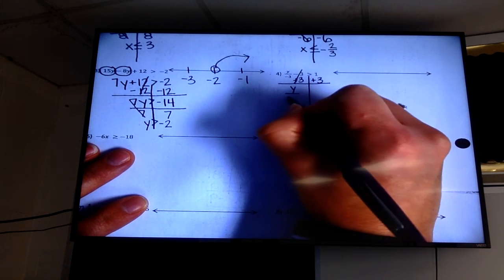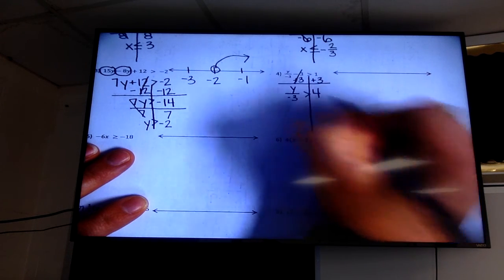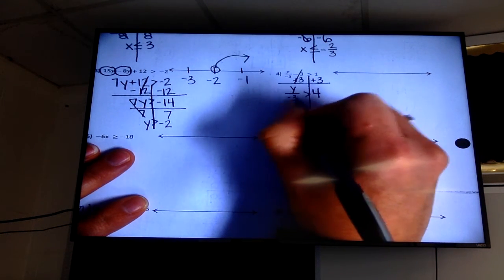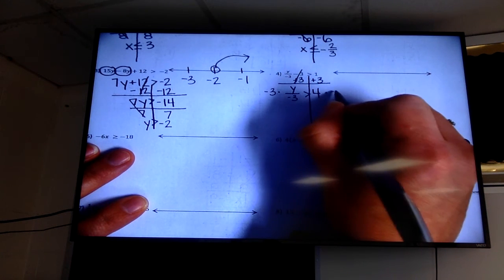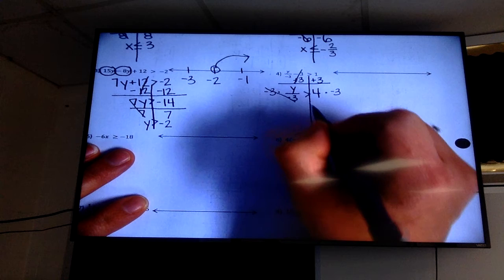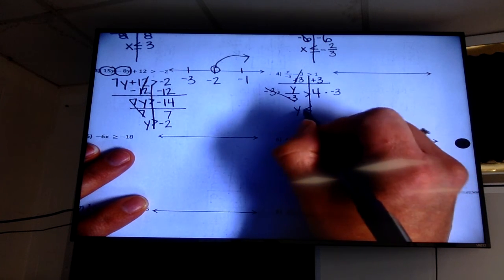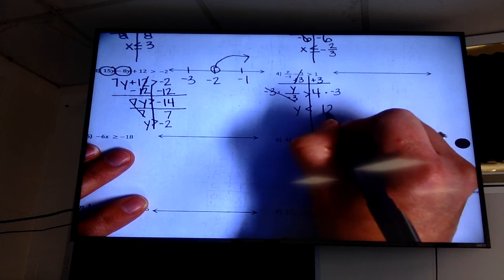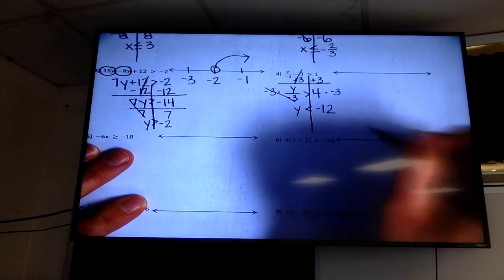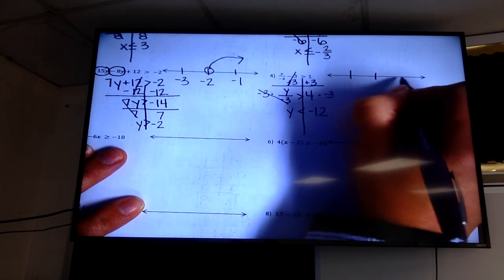So I'm left with y over negative 3 is greater than 1 plus 3, which is 4. I see division here, and the opposite of division is multiplication. But again, I am multiplying by a negative number, and when I multiply by a negative number, I better flip my sign. So 4 times 3 is 12, and a positive times a negative is a negative. So I get y is less than negative 12.